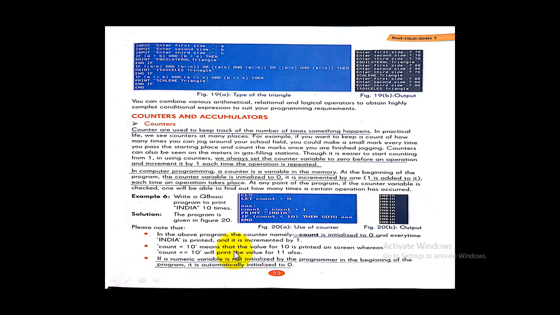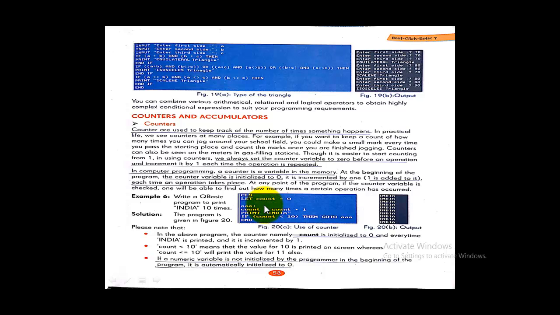If a numeric variable is not initialized by the program at the beginning of the program, it is automatically initialized to 0. But we should give this variable at the starting of the program. Okay, we give the variable, let count equal to 0.